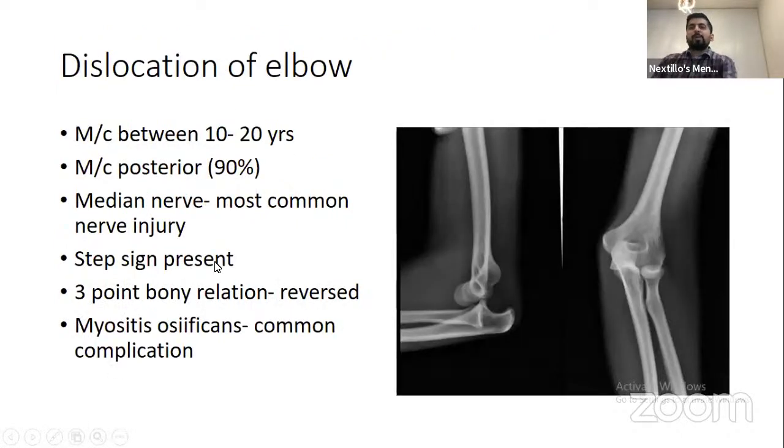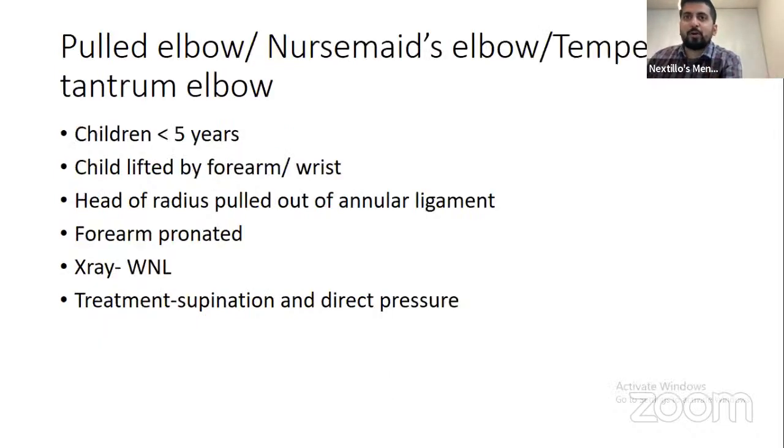Now, pulled elbow or nursemaid's elbow, what I want to ask you is, what would you find in the X-ray of a pulled elbow? So the X-ray of the pulled elbow is essentially normal. There is no finding in the X-ray of the pulled elbow. These are also known as nursemaid's or temper tantrum elbow. So what happens is when the child is held by his or her hands and they are pulled, that is when these injuries occur.